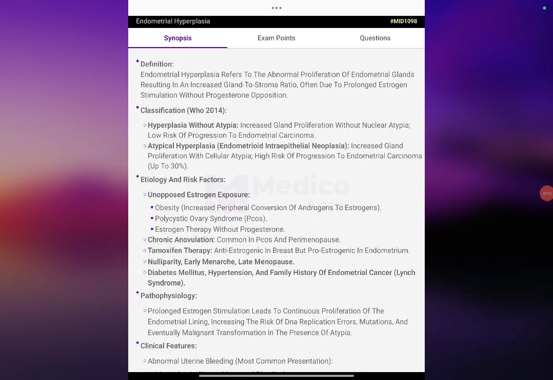Endometrial hyperplasia refers to the abnormal proliferation of the endometrial glands, resulting in an increased gland to stroma ratio, often due to prolonged estrogen stimulation without progesterone opposition.